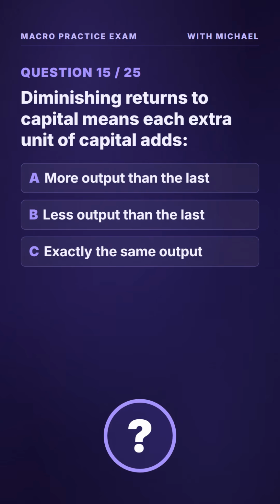Question 15. Diminishing returns to capital means each extra unit of capital adds A. More output than the last. B. Less output than the last. C. Exactly the same output.